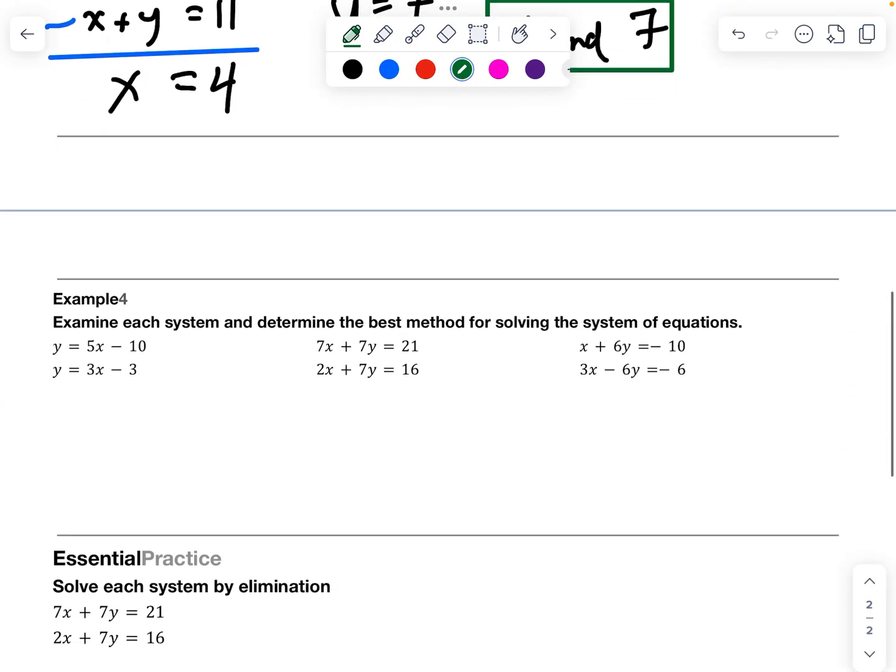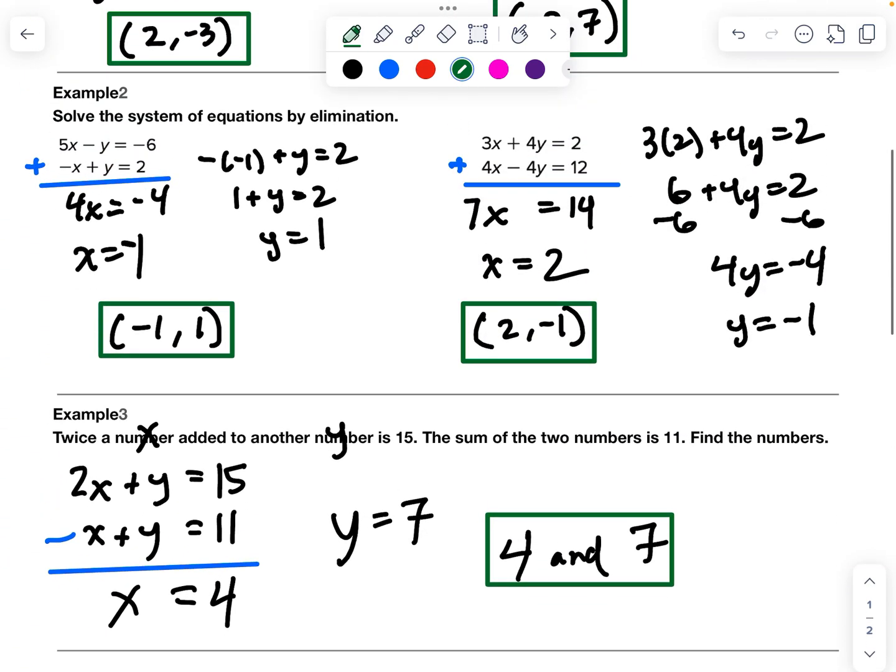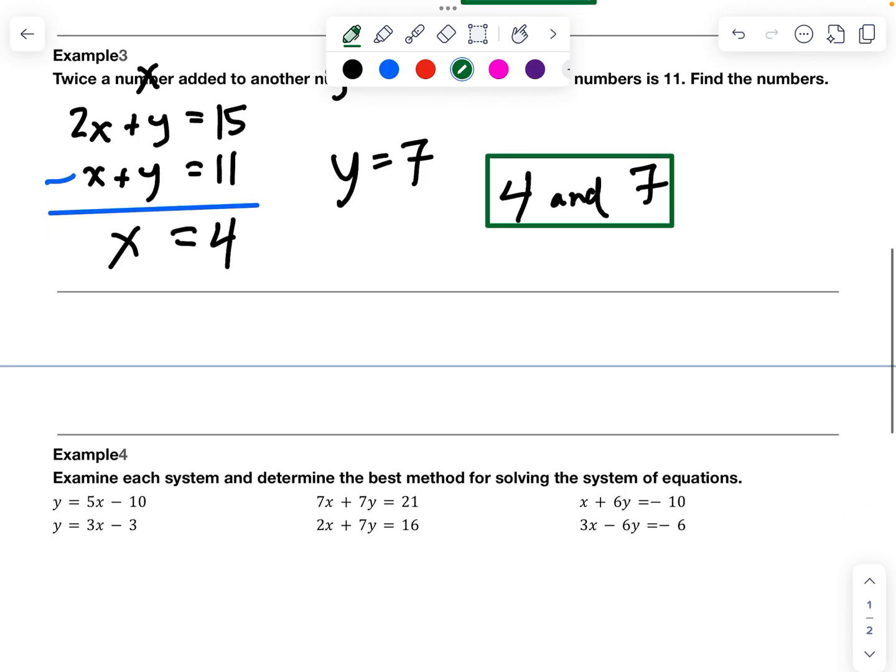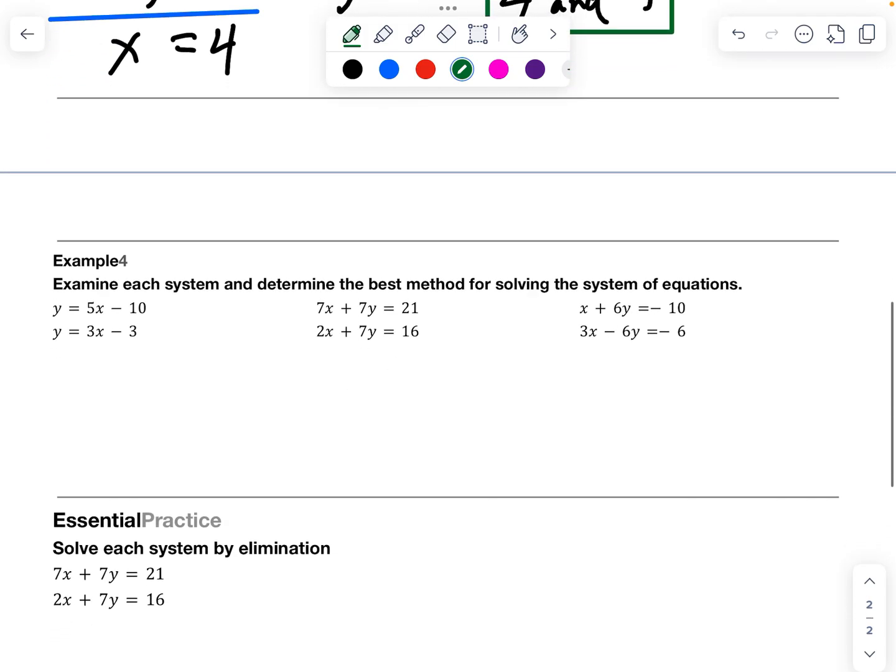All right. Example, moving on to the back. Again, if I move too fast, hit pause. Let yourself catch up. You can rewind.